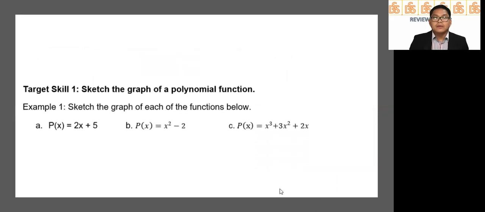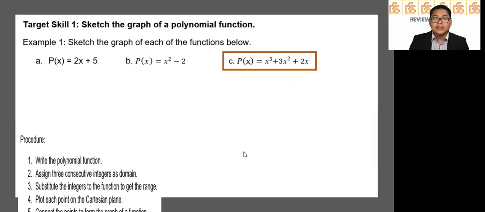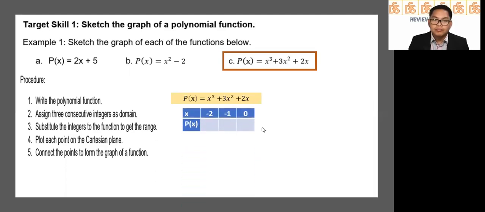Okay, so last is a cubic function, x cubed plus 3x squared plus 2x. Again, we will be using the same formula, but this one is a little bit different from the first two. Okay, how? Let's see. Let's use the same process. Writing the polynomial function here, and then I will be using negative 2, negative 1, and 0. Again, I have a specific purpose for using these numbers.